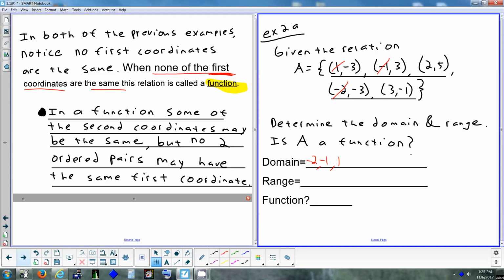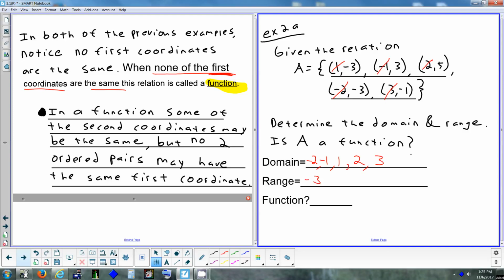Will, can you give me another number in the domain? 2. Yep, 2. And Sophia, the last number in the domain? 3. Okay, 3. Range. What's going to be my y value? Let's start with the smallest one.